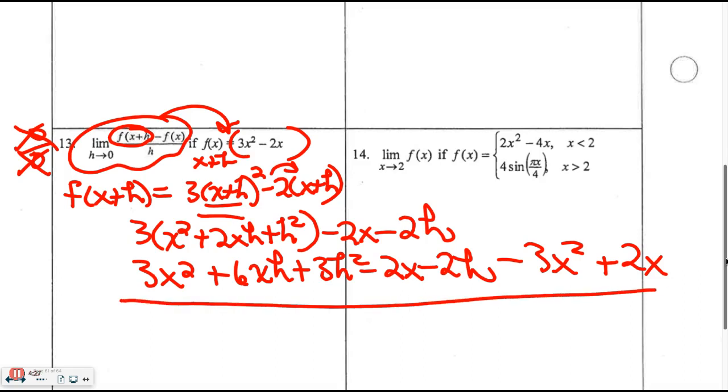It's all over h. Now watch. This is a really important one because, to be honest, this is in the definition of the derivative when we get to our next chapter. And you're going to find that if you do them right, everything that doesn't have an h in it should cancel.